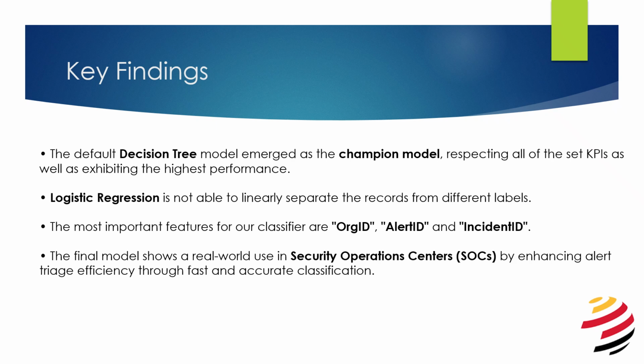Now let's talk about key findings. Decision tree-based models appear more effective for the task. Logistic regression fails to linearly separate records by label, making it unsuitable for the dataset and objective. Key predictive features for the classifier include org ID, alert ID, and incident ID. The final model demonstrates real-world utility in SOC by improving alert triage efficiency with accurate and swift classifications.